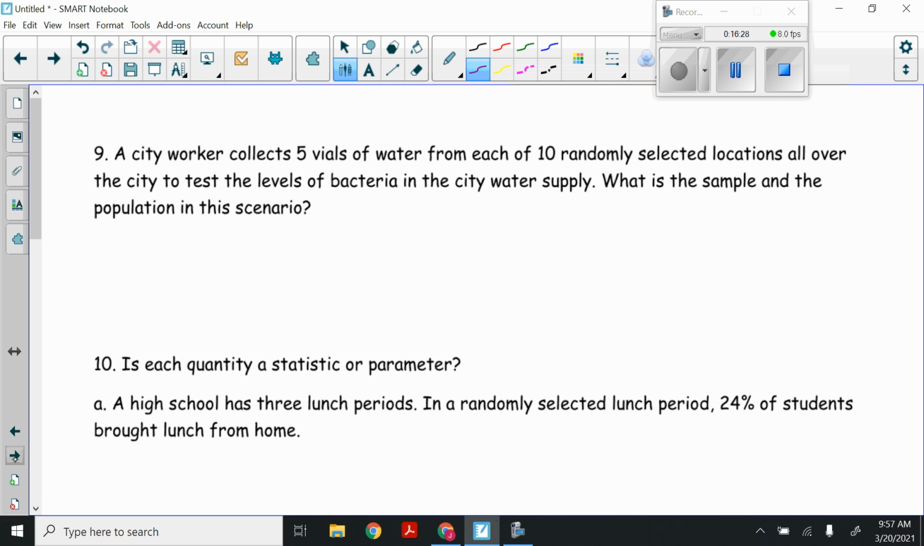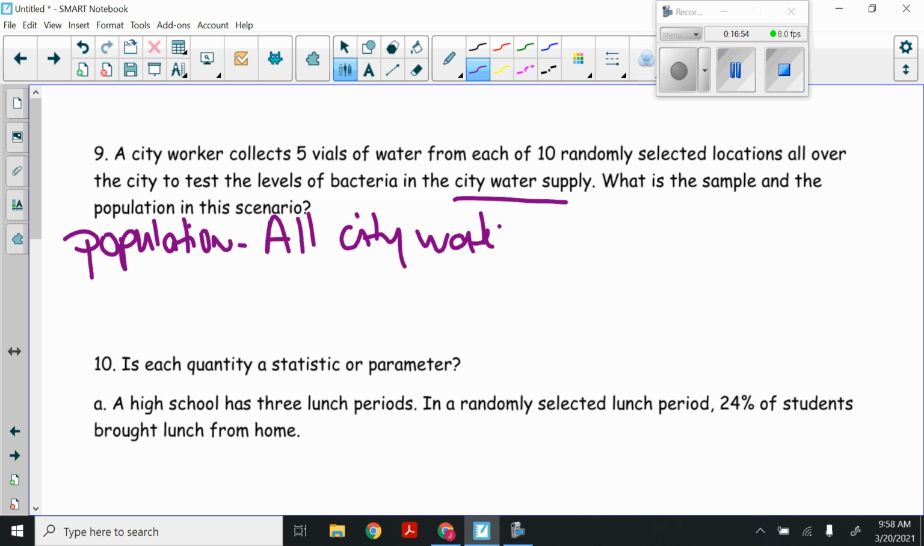Number 9, a city worker collects 5 vials of water from each of 10 randomly selected locations all over the city to test the levels of bacteria in the city water supply. What is the sample and the population? Again, I like to start with population, the big picture. The population is the city water supply. Okay, so all the city water supplies.